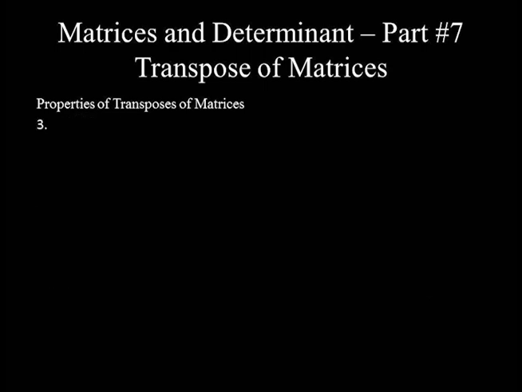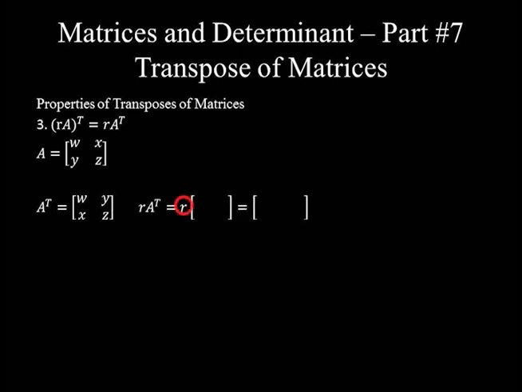Third property: (R times A) the whole transpose equals R times A transpose. Again, let's verify this by using a matrix A equal to this 2 by 2 matrix. A transpose is such that the first row of matrix A equals the first column of A transpose, and the second row of matrix A equals the second column of A transpose. Then R times A transpose equals: R outside the square bracket multiplies every element inside the square bracket. That's R times W equals RW, R times Y equals RY, R times X equals RX, and R times Z equals RZ.